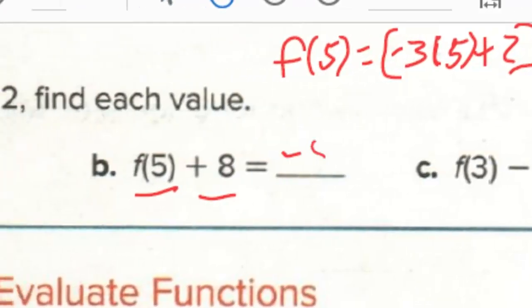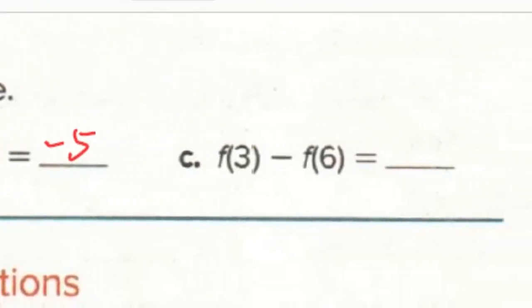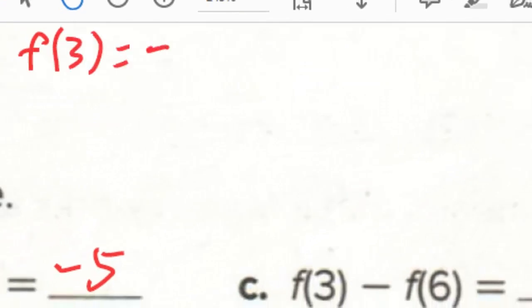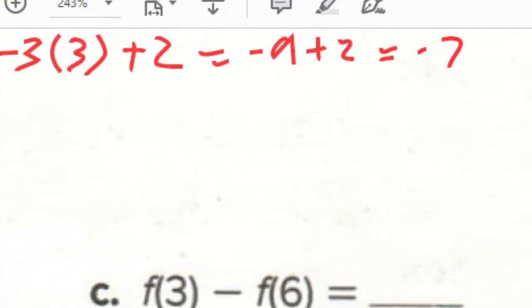So that should be a negative 5 right there. Now for part C, we have to calculate the function's value at 3 and the function's value at 6, and then subtract the two values. So f of 3 would be negative 3 times 3 plus 2, and that's going to give us negative 9 plus 2, which is going to give us negative 7.